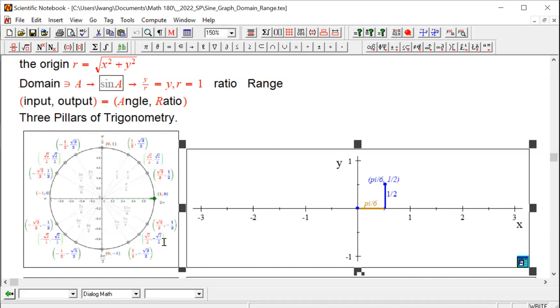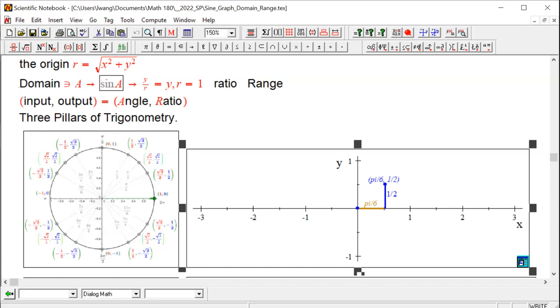Okay? So right now we're going to do these 3. We have done 0, we have done pi over 6, and we're going to do pi over 4 and pi over 3. And I would like you guys to be involved as you're watching this. Please grab a piece of paper and a pencil, and we're going to do this together, okay? So the next point, we're going to do pi over 4.